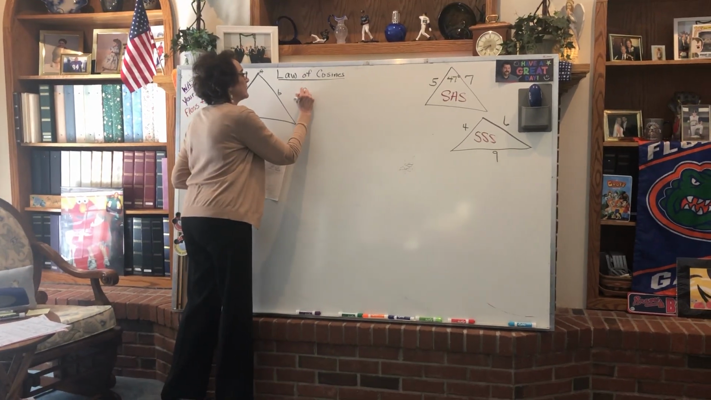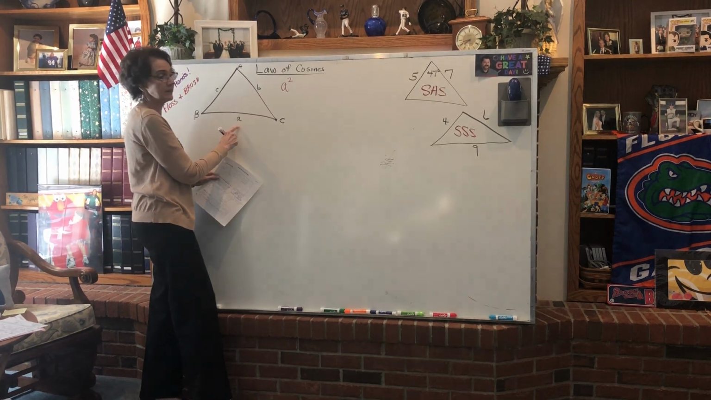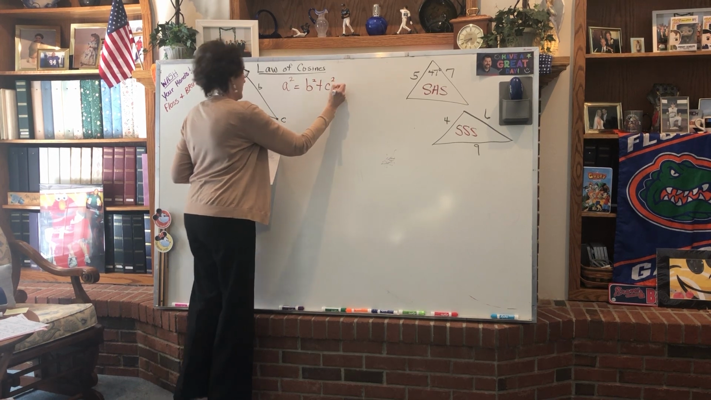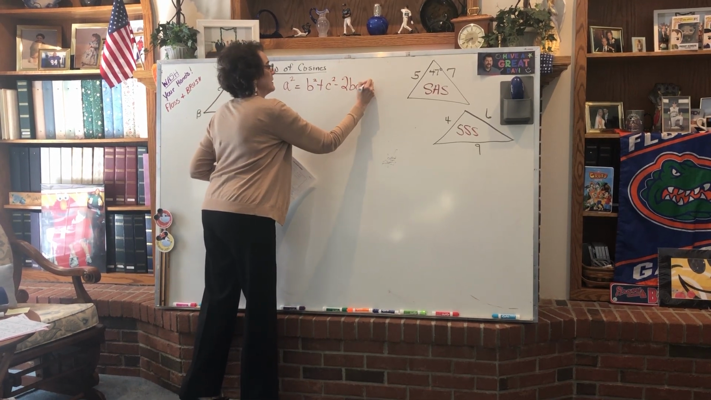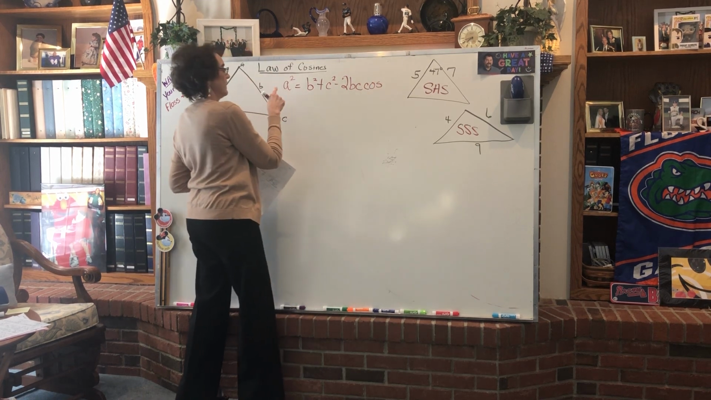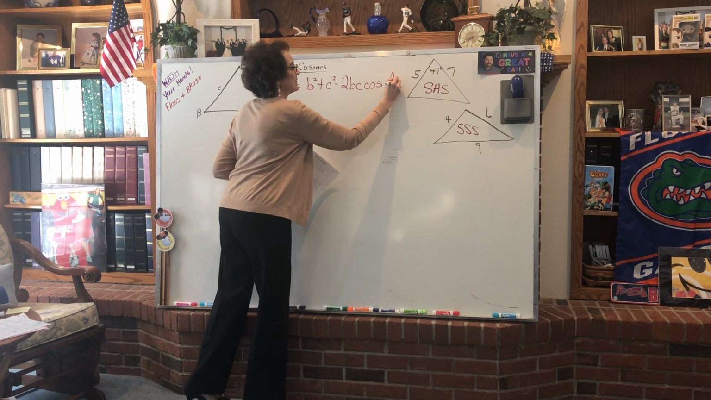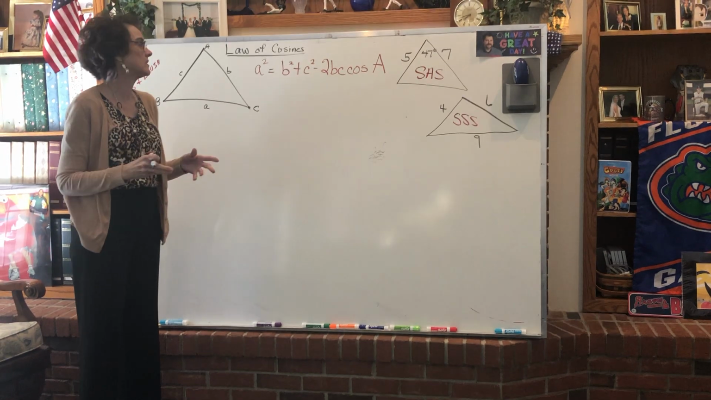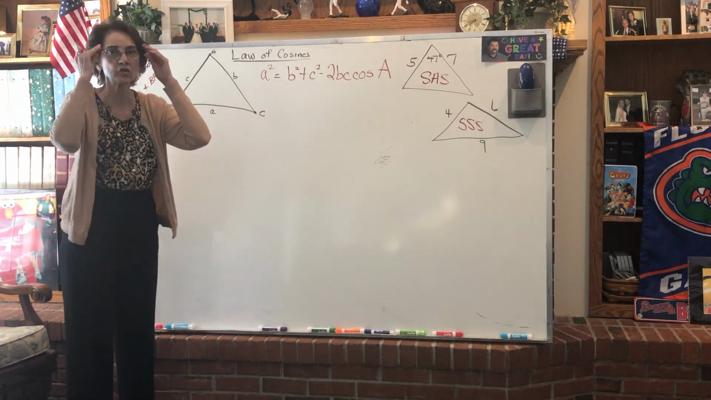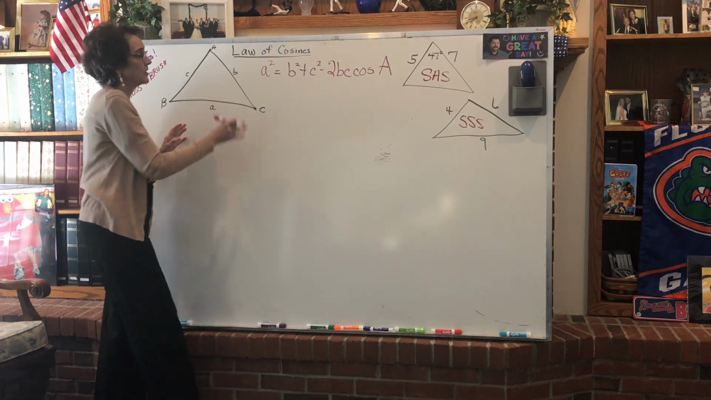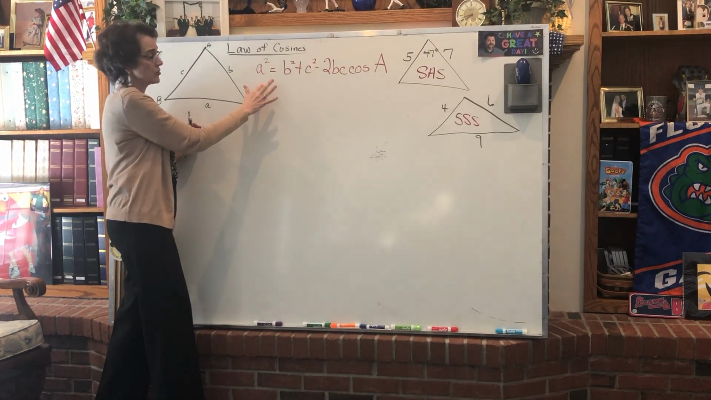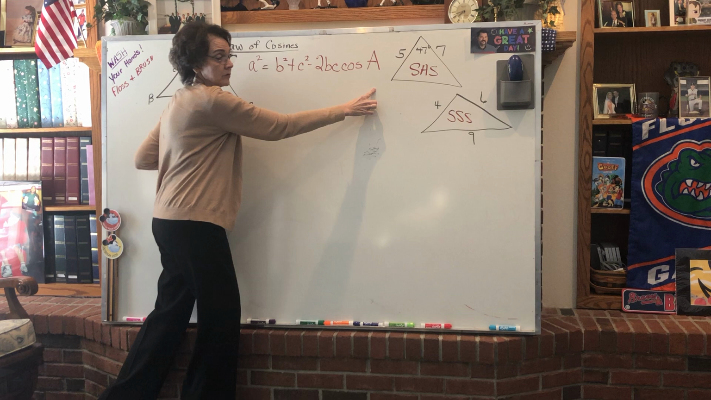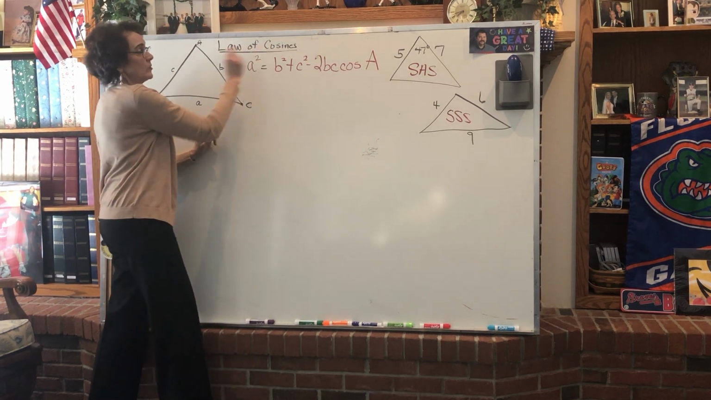Let me write one real quick. A squared, so the side, equals B squared plus C squared minus 2BC cosine of angle A. If you take a look at that pattern, this pattern extends for any side. If you wanted to change the letters, you could. Notice that whatever side you're solving for over here, you're going to use the opposite angle for the cosine. It's the law of cosines.